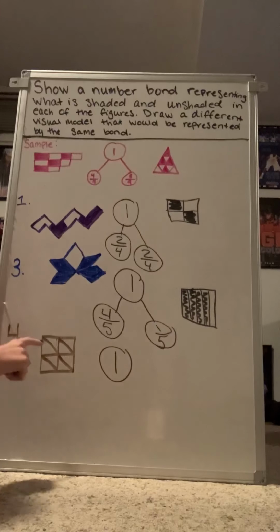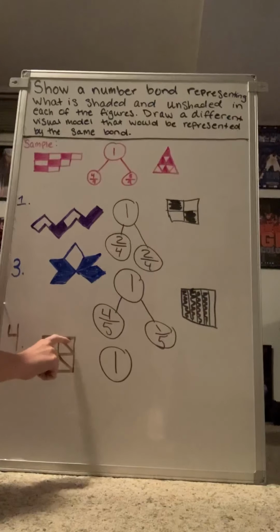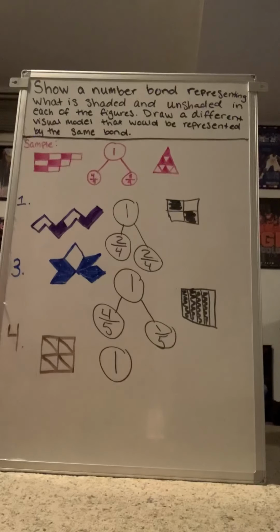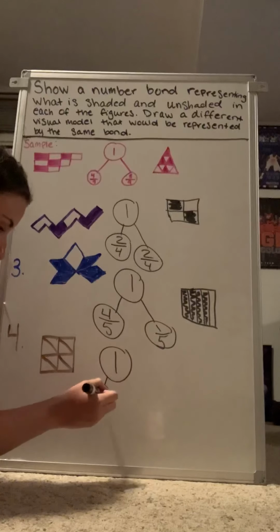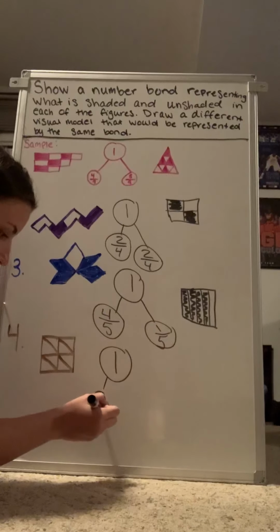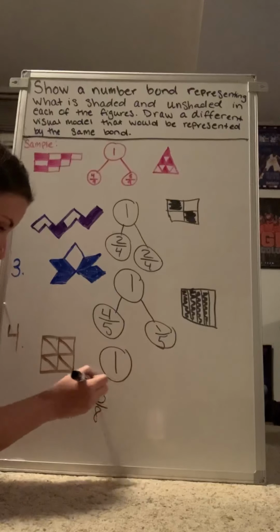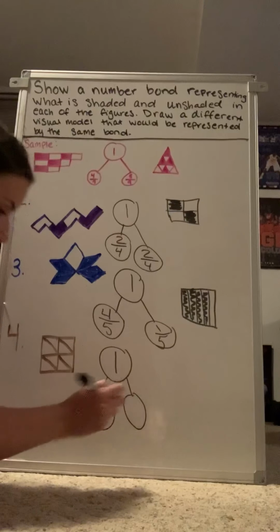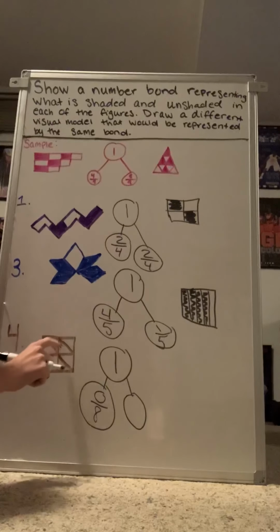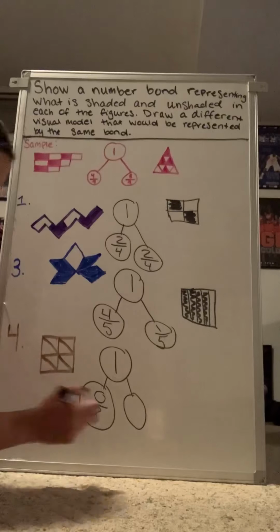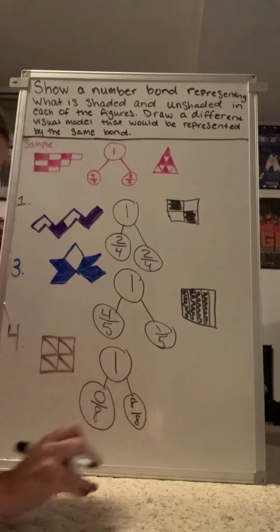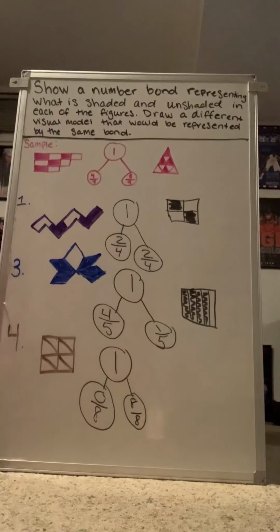I'm going to count how many parts there are. 1, 2, 3, 4, 5, 6, 7, 8. There's 8 parts. I know that none are shaded, so none means 0. So 0 out of 8 are shaded. How many are unshaded? 1, 2, 3, 4, 5, 6, 7, 8. 8 out of 8 are not shaded, okay?